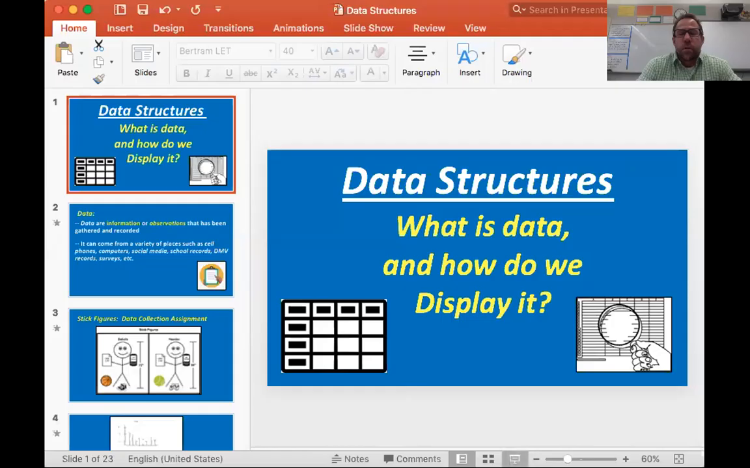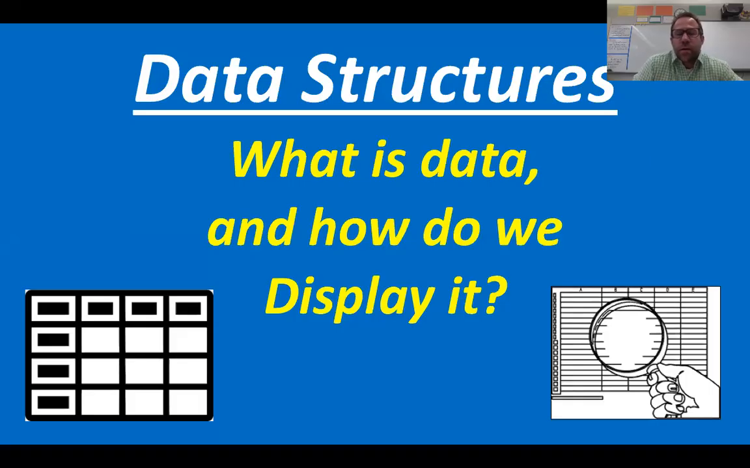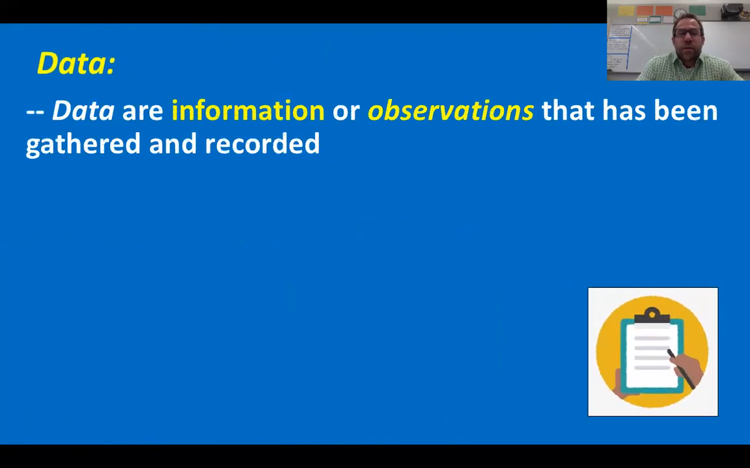Okay. All right, so data structures. What is data and how do we display it? Well, we've already started to learn what data is, but I'm going to give you a definition here to get started. So data is any type of information or observations that are gathered and recorded. Remember, data has to be recorded somehow, recorded electronically or written down. If we're just walking through the park and we're watching children play in the park, or watching a group of people play basketball, that's not data. It's only data if it's recorded, and that could be electronically or visually or written down, okay? So data is recorded information.